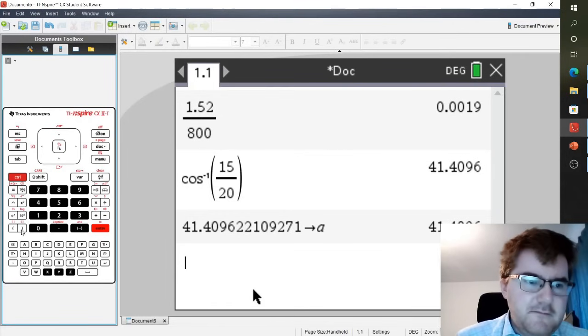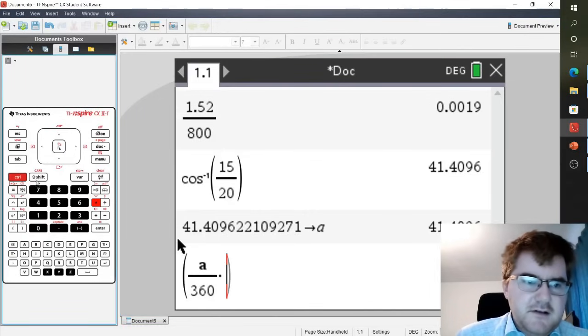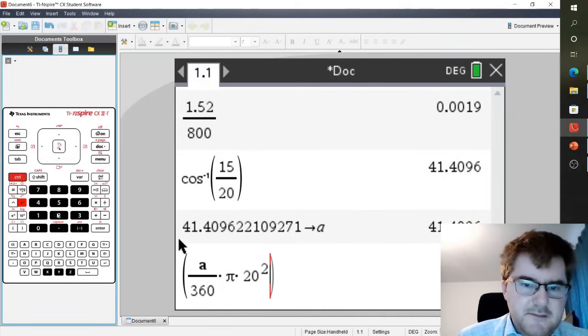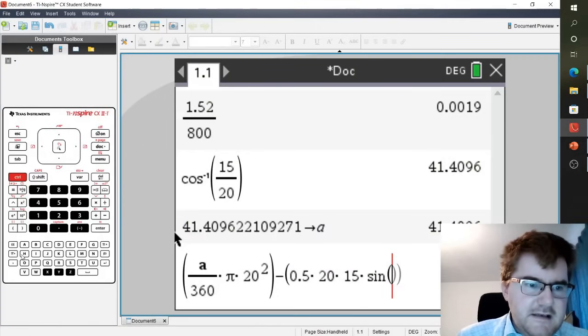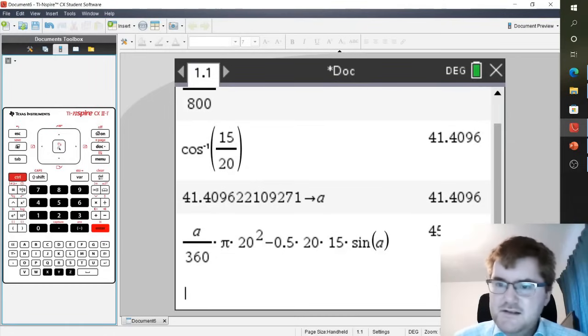So this is where the variable comes in very handy. All I have to do is click on A here, once I've got a fraction. So this is A, this is 360, and it will just store it, which is very handy. So you get times pi, again, your calculator might look slightly different, 20 squared, close bracket, minus, open bracket, 0.5, times 20, times 15, times the sine of the angle. Okay, so you really need to know your calculator. Again, I can use A to make sure I've got everything there. So I get a final answer from that area of 45.3312.